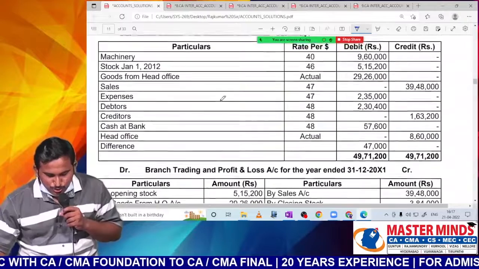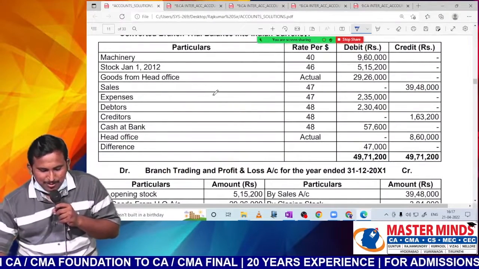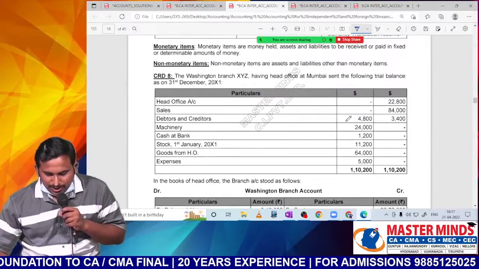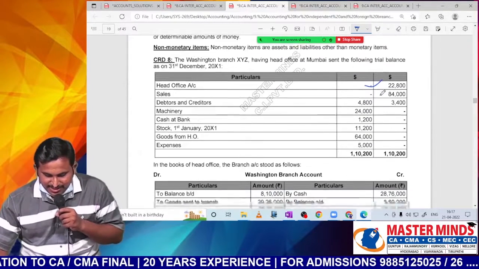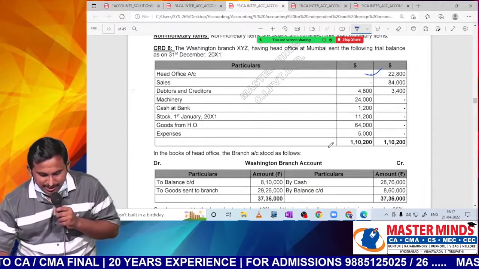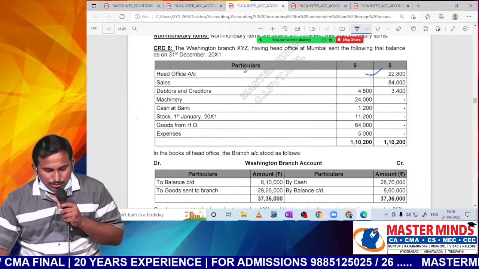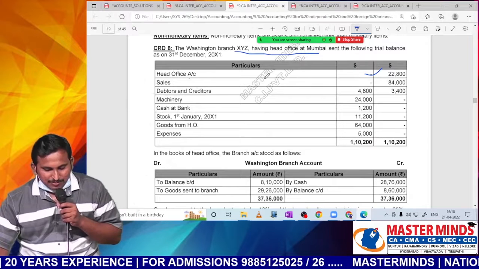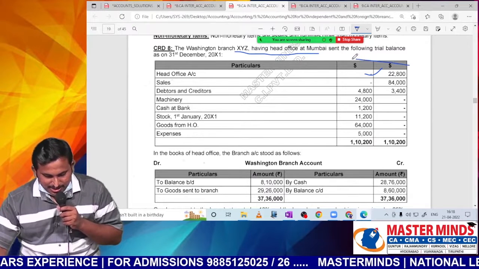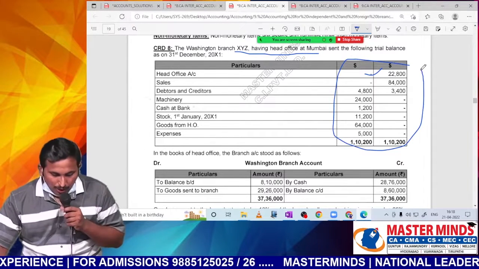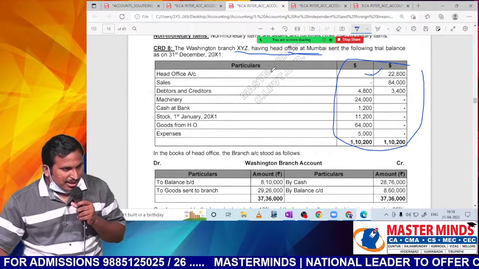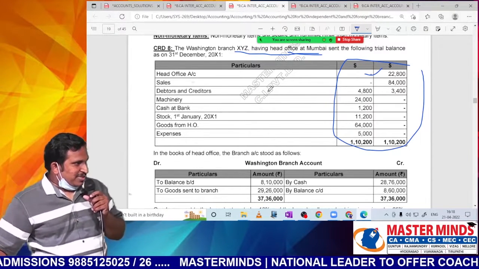I'll just show you the rates at which conversion will happen, because most of the other things will be simple. Now look here carefully. Head office is there, 22,800. You could observe the branch is recording in dollars, whereas head office is at Mumbai, India. The branch is in a foreign country. That's why we say foreign branch.